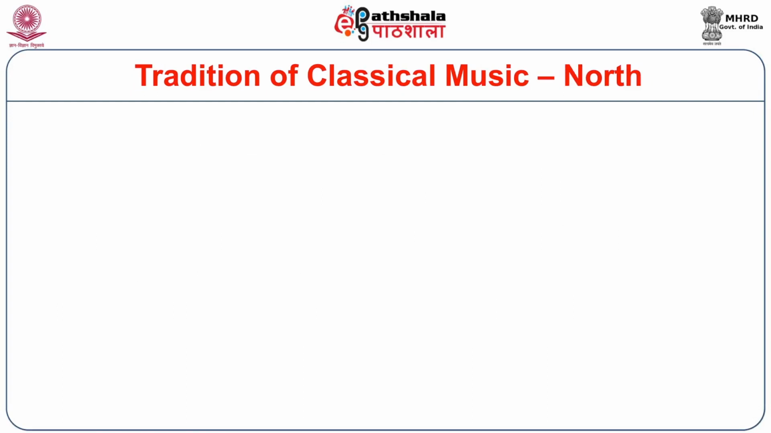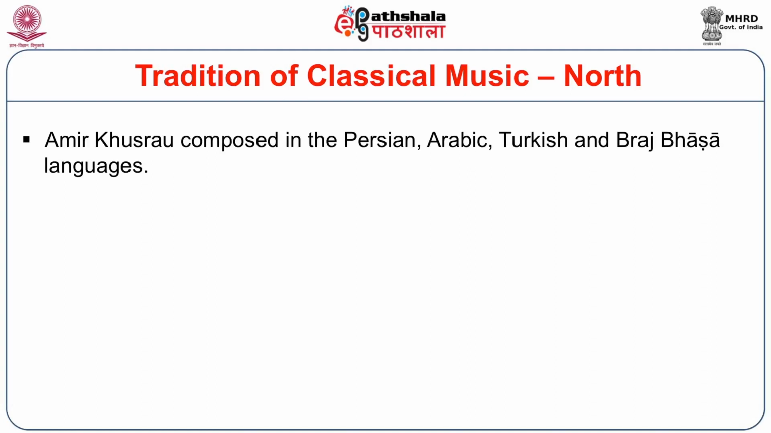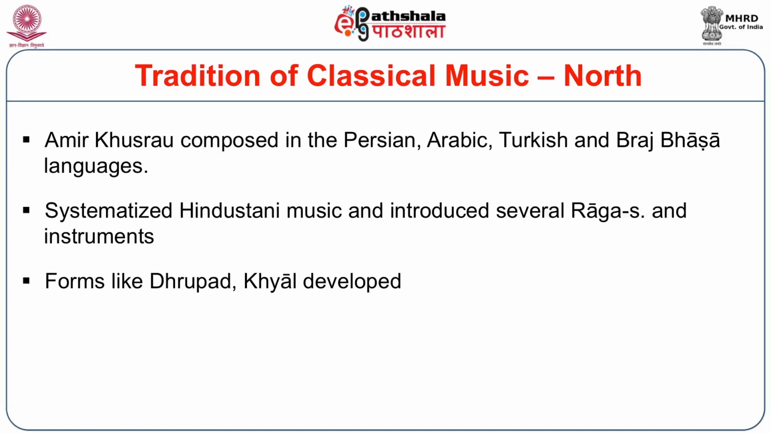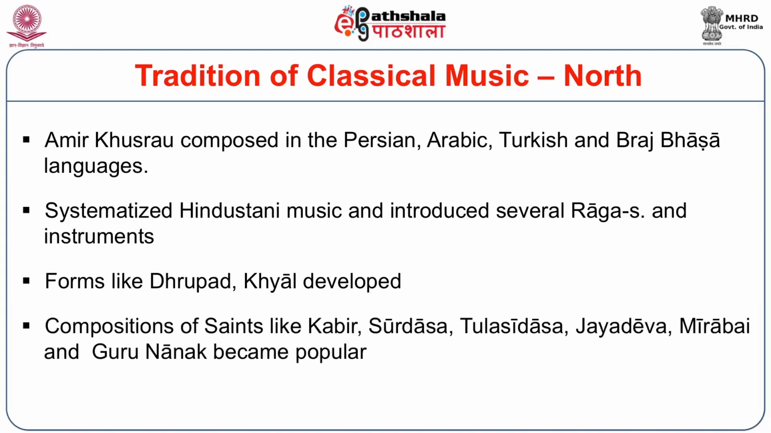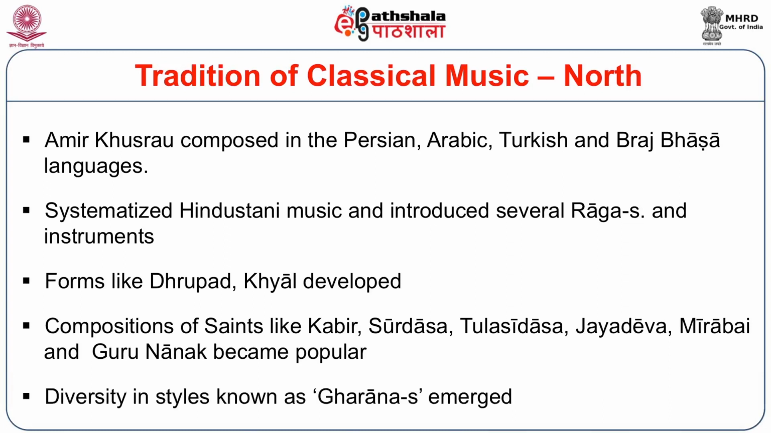Parallel to this was the tradition of classical music of the North, where Amir Khusrau composed in Persian, Arabic, Turkish and Brajbhasha languages. Forms like Dhrupad and Khyal developed there, and he was the one who systematized Hindustani music and introduced several ragas and instruments. Compositions by saints like Kabir, Surdas, Tulsidas, Jayadeva, Mirabai and Guru Nanak also came to be popularly followed. Later we find the diversity in styles known as Gharanas, like the Patiala Gharana, Lucknow Gharana and Agra Gharana, all emerged.